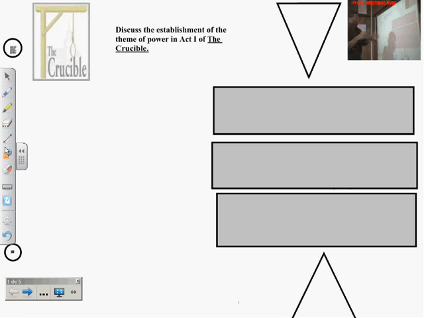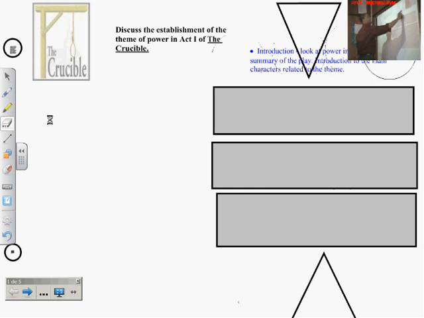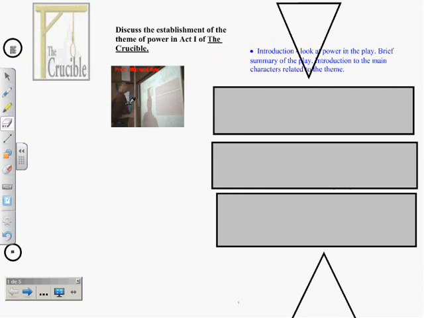In this case, in the introduction, what we're going to do is look at the role of power in the play, a brief summary of the play in the introduction, and then introduce the main characters related to the theme. So again, make sure in the beginning of an essay, especially an IGCSE essay where you only have 45 minutes to write this essay, you have to go directly to the point.